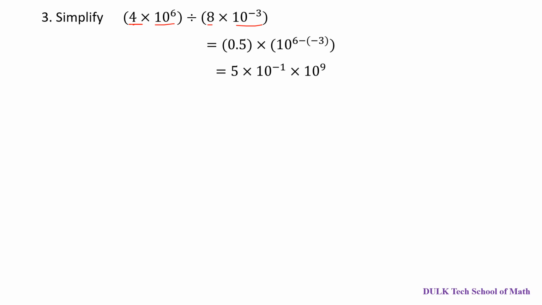Now this 0.5 is not in standard form, so let's express 0.5 in standard form, and 0.5 in standard form is 5 times 10 to the power minus 1. Then this 10 to the power 6 minus minus 3 simplifies to 10 to the power 9. Now, because we are multiplying these two, we add the powers: minus 1 plus 9, which is 8. So it's 5 times 10 to the power 8. As simple as this. Let's move on to our last example.